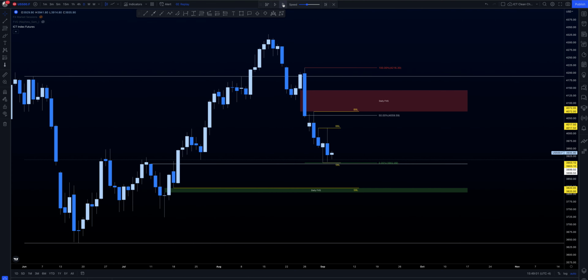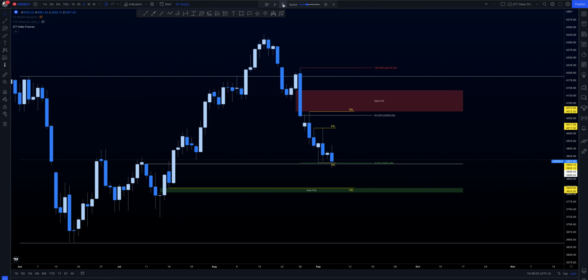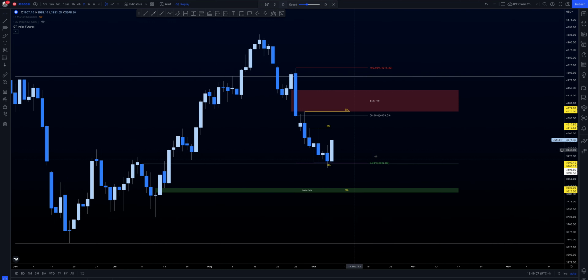So if we fast forward a little bit, we've had a grab of the sell side liquidity there, and then we've actually traded higher than this candle. So this is full confirmation. We've swept the sell side liquidity of this. Then we've done a short-term sweep of the sell side liquidity here, and then we've traded higher. We've closed above the high of this candle, and this is full confirmation.